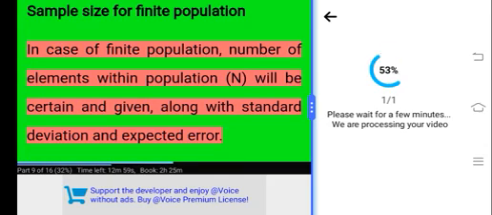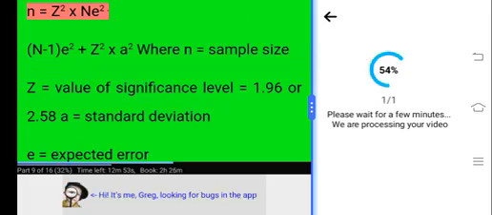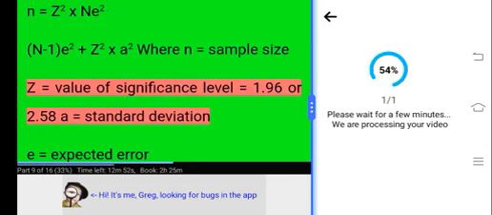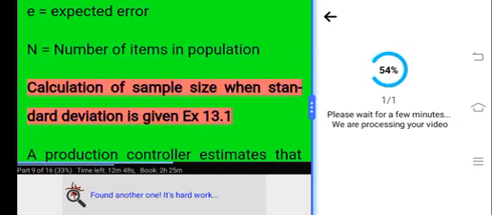Sample size for finite population. In a finite population, the number of elements within the population, N, will be certain and given, along with standard deviation and expected error. n equals Z squared times N times sigma squared over N minus 1 times E squared plus Z squared times sigma squared, where n equals sample size, Z equals value of significance level equals 1.96 or 2.58, sigma equals standard deviation, E equals expected error, and N equals number of items in population.